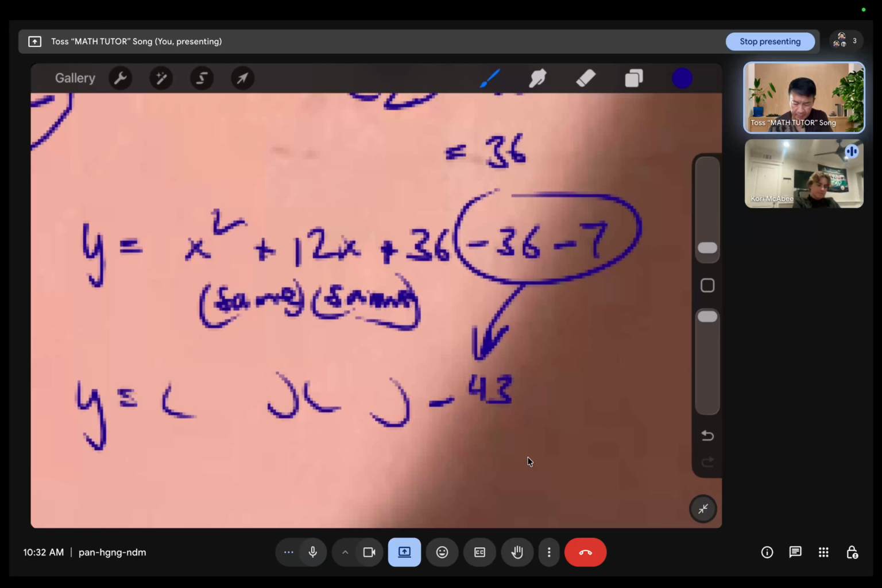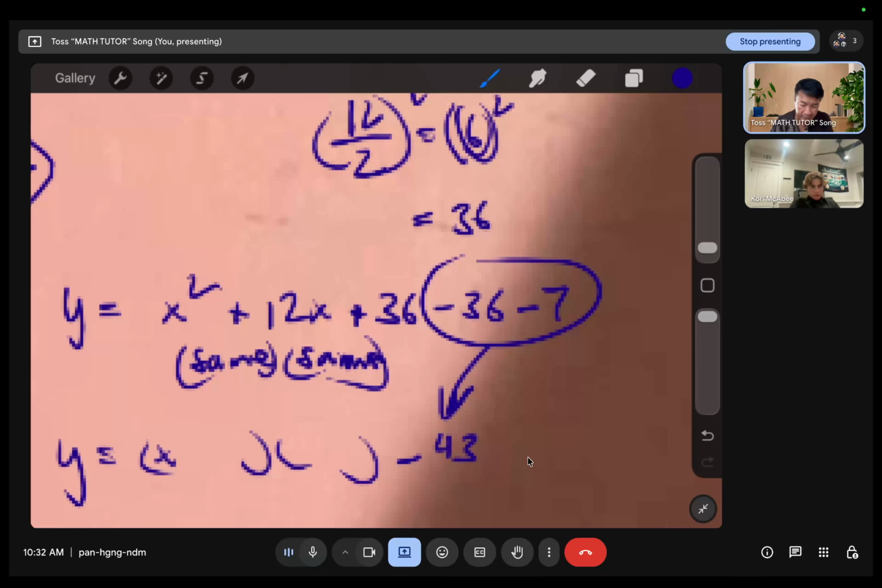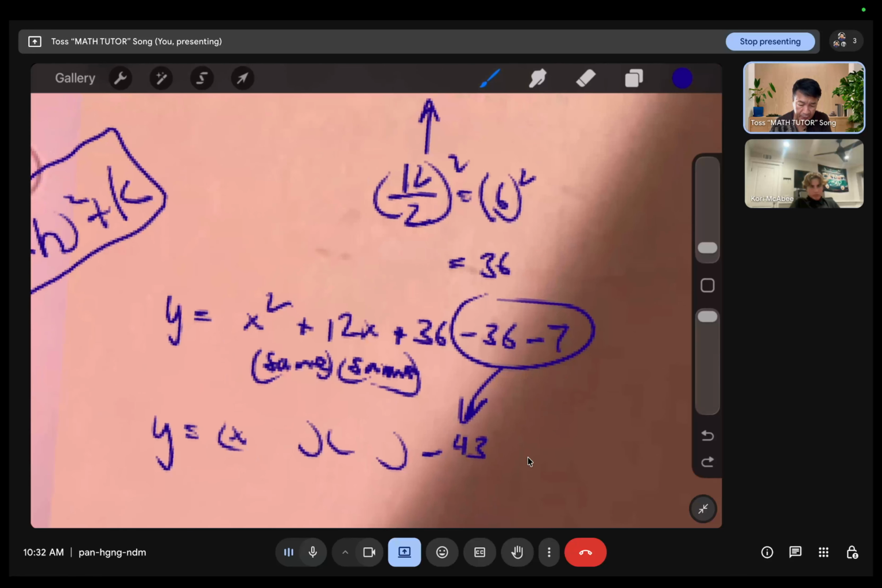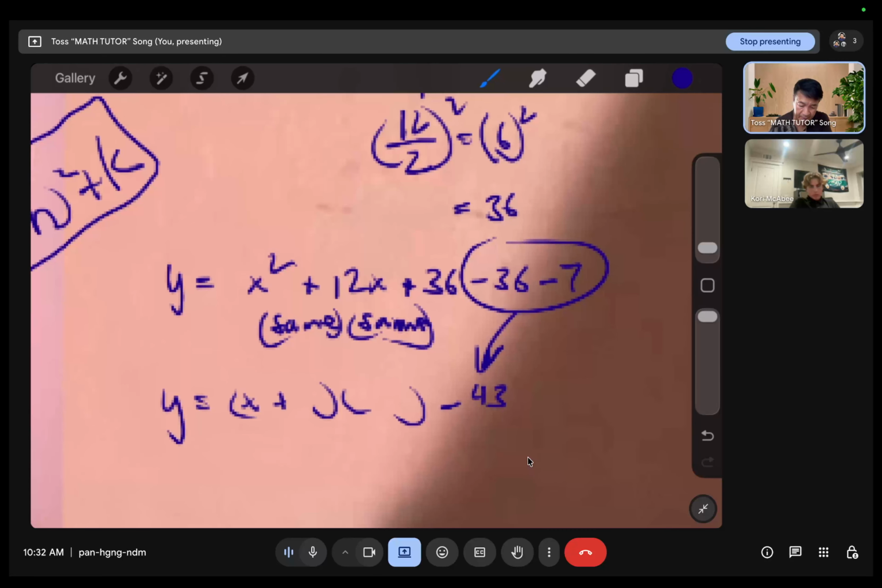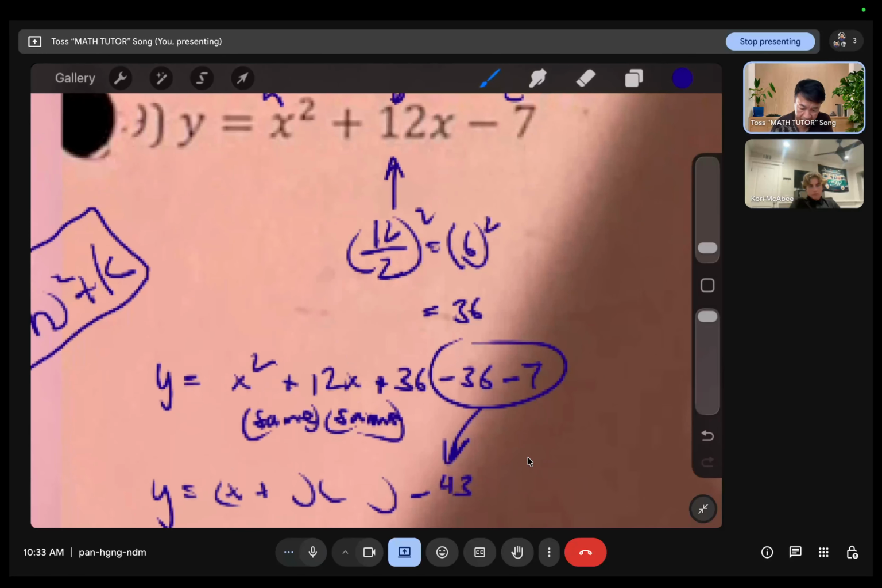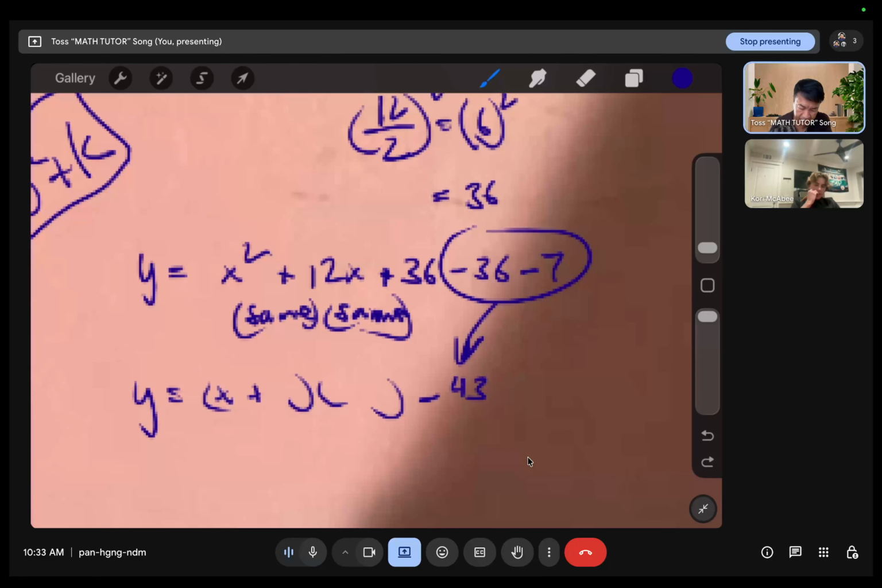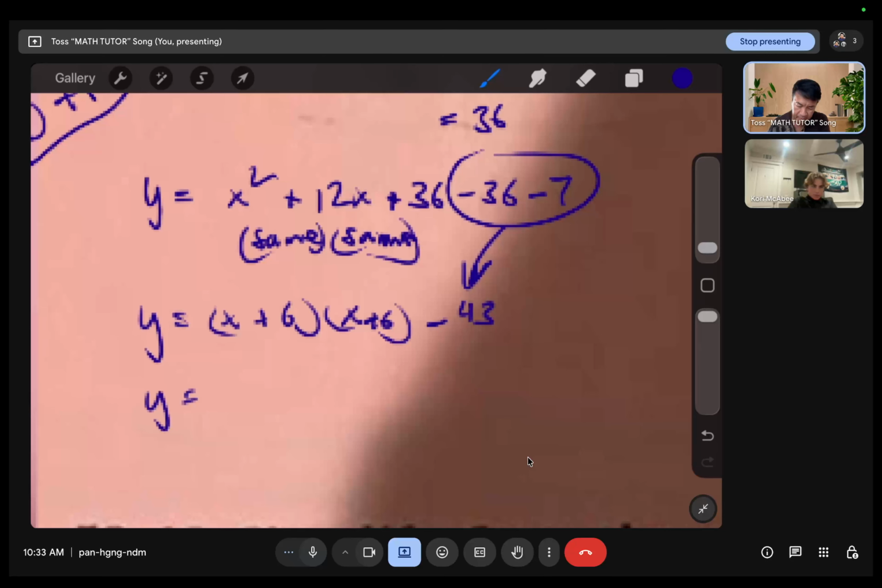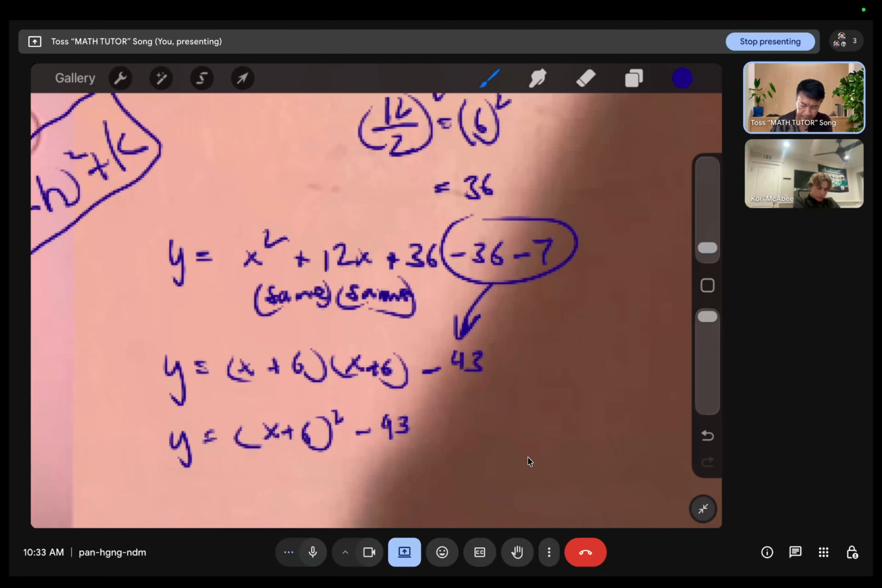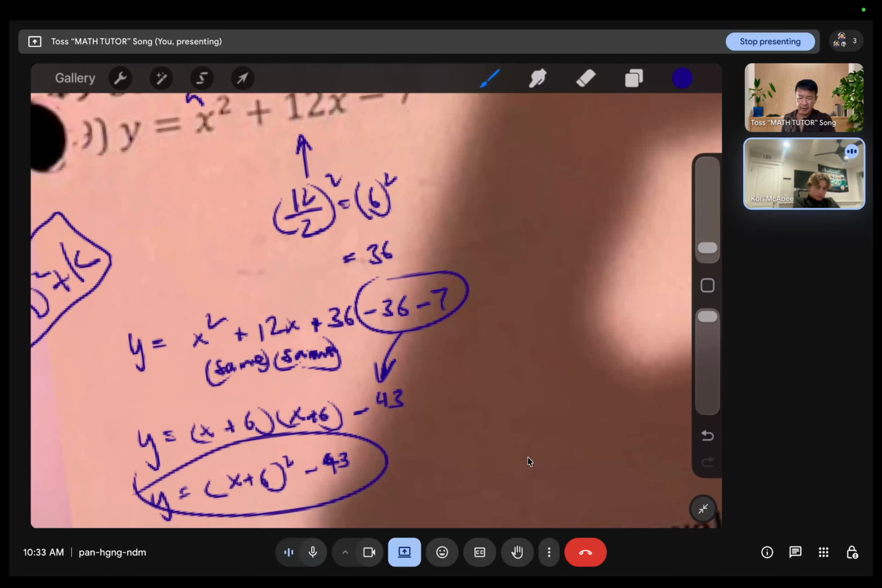Now, the factoring of this one is easy. It's x, and guess what? It's this number. If it's plus, the one before you square it. If it's negative, it's negative, okay? But this needs to be a negative b. But it's a positive b. Everything's positive. So it's plus 6. You're pretty much done. So it's going to be x plus 6 squared minus 43. Done. So I recommend you do exactly this way.